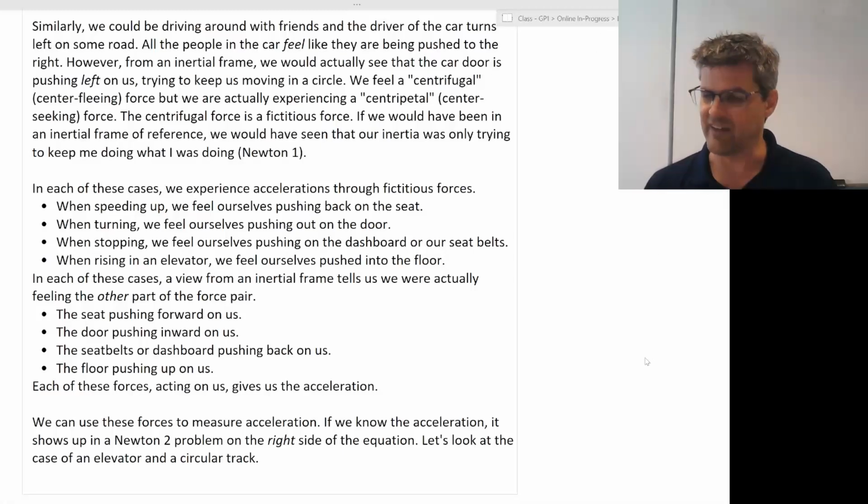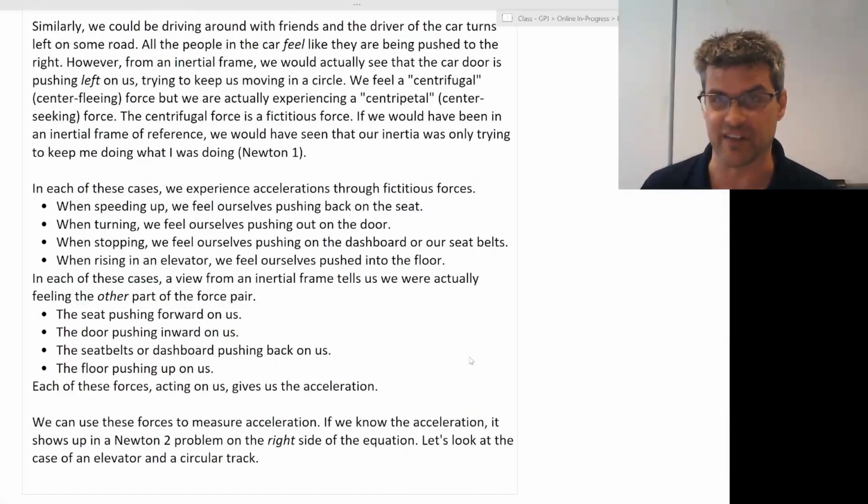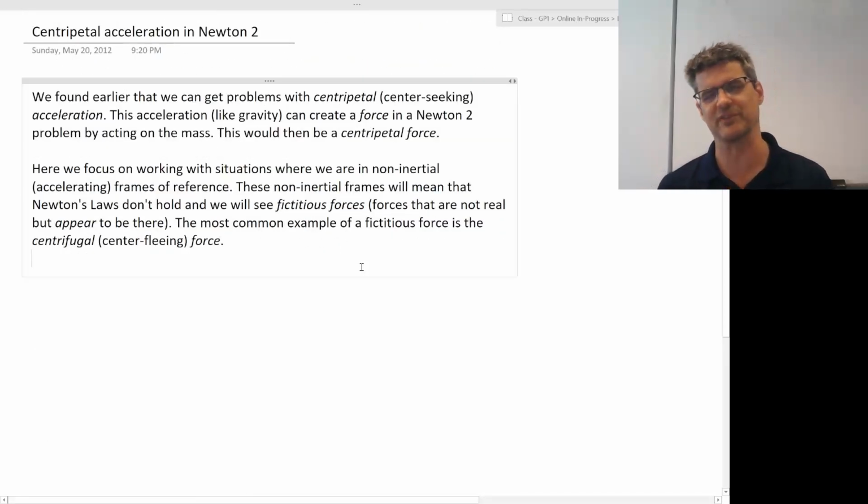Now that being said, let's say we wanted to look at this scenario, and particularly we're going to relate this to, there's lots of things that we could look at, elevators and the like. And I have examples of these things that are already in the Canvas shell. But I want to focus primarily on what it means to have centripetal acceleration.